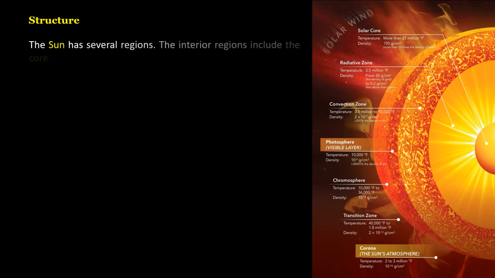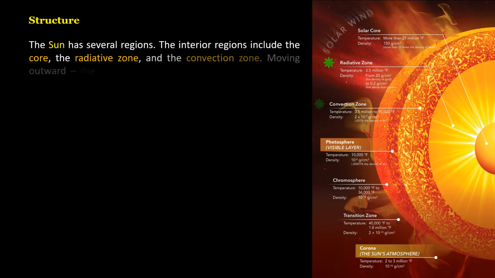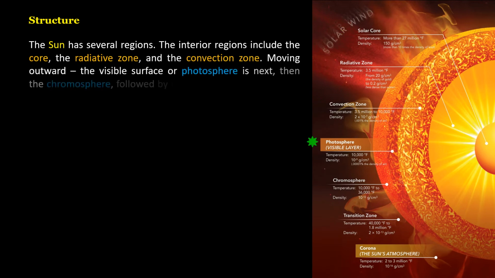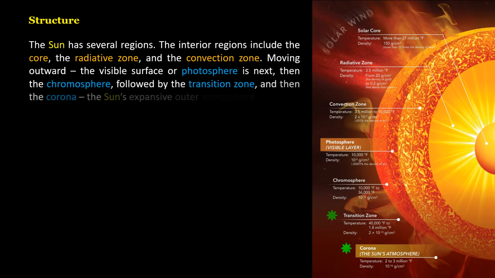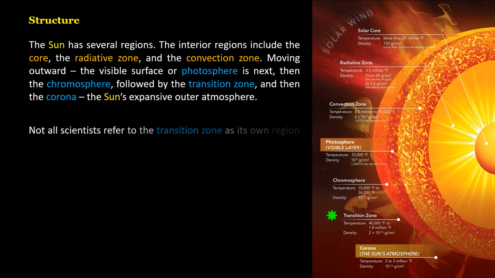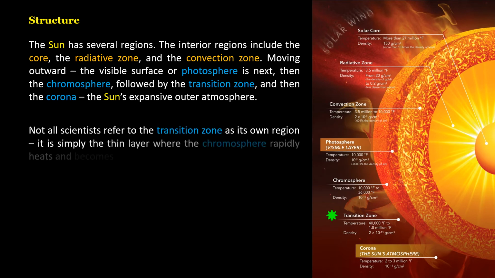The sun has several regions. The interior regions include the core, the radiative zone, and the convection zone. Moving outward, the visible surface or photosphere is next, then the chromosphere, followed by the transition zone, and then the corona, the sun's expansive outer atmosphere. Not all scientists refer to the transition zone as its own region; it is simply the thin layer where the chromosphere rapidly heats and becomes the corona.